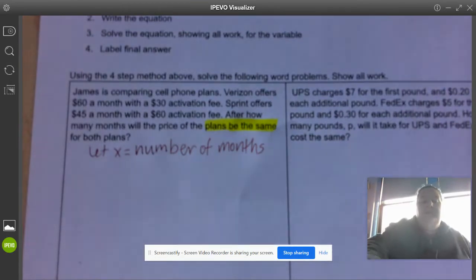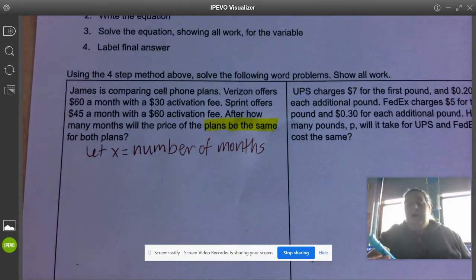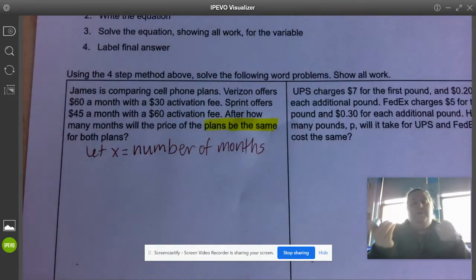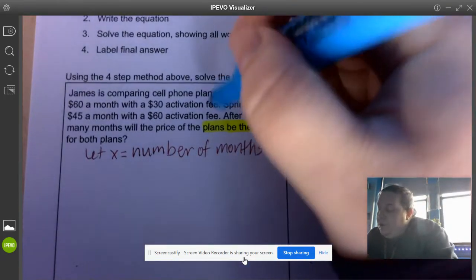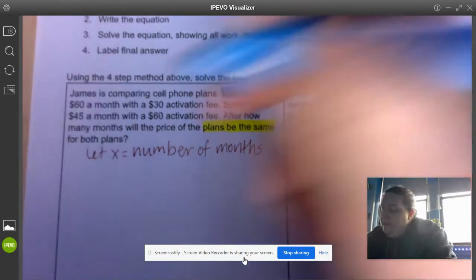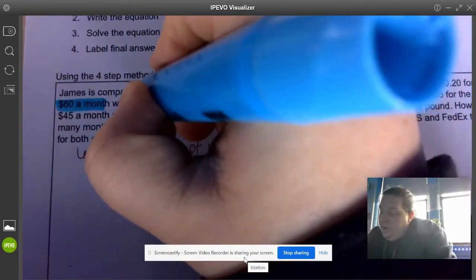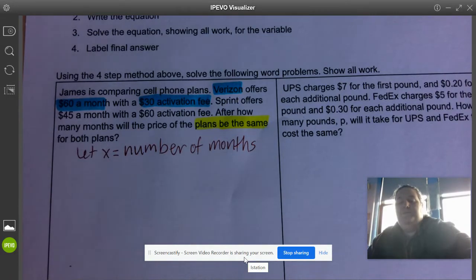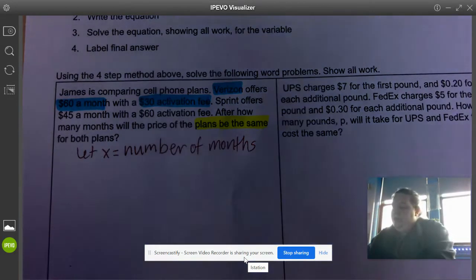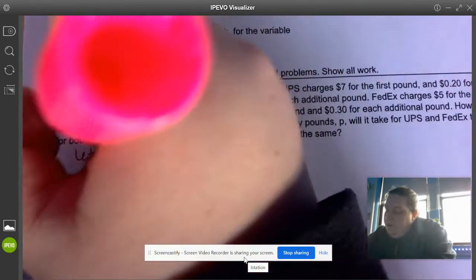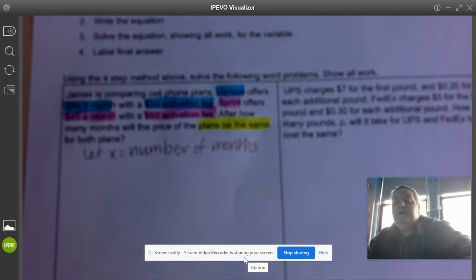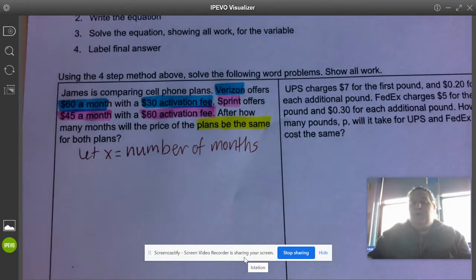Now I'm going to go back into the problem and start. Technically, I'm using three highlighters now. We're comparing two different phone companies, so I'm going to highlight the information for the first phone company that I see. Verizon is $60 a month, $30 activation fee. That's the information I need about Verizon. And then with a third color, Sprint is $45 a month with a $60 activation fee. This is the information I need in order to set up my equation.